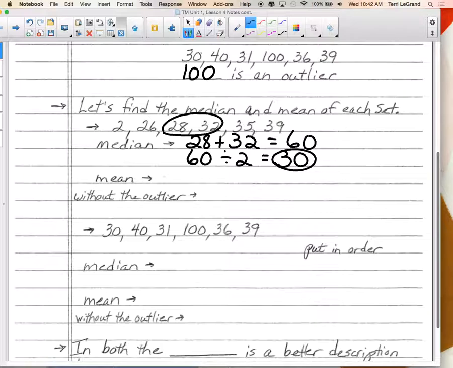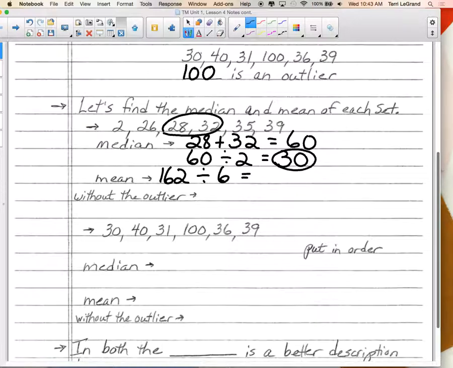Cheyenne? 162. I'm sorry, how much? 162. Do you guys agree with her? Yeah. Okay, 162 is the sum, and we have to divide by how many data values there are. How many are there? 6. There are 6 altogether.